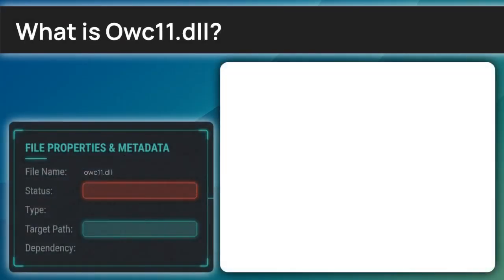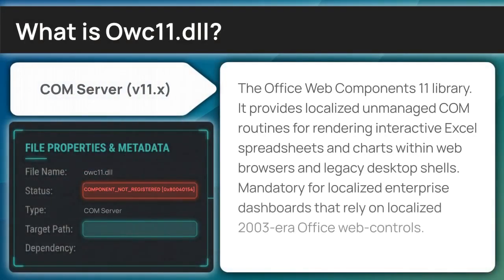This is the owc11 library, the Office Web Components 11 library. It provides localized unmanaged COM routines for rendering interactive Excel spreadsheets and charts within web browsers and legacy desktop shells. Mandatory for localized enterprise dashboards that rely on localized 2003-era Office web controls.